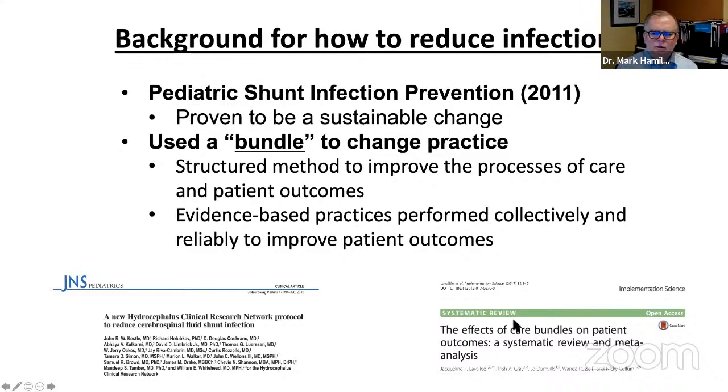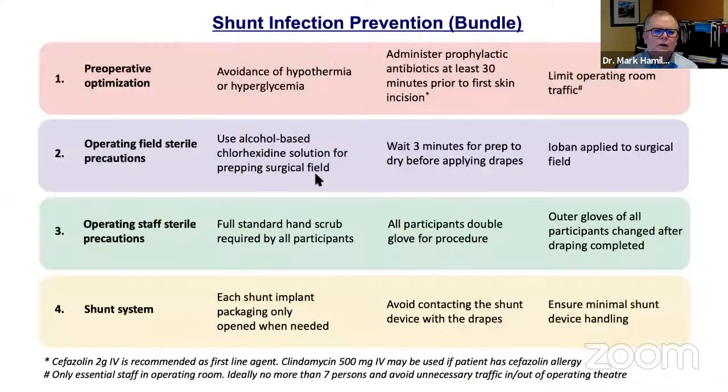And this is just a review down here looking at the effects of care bundles on patient outcomes that provides additional information on this. So a lot of this is quality improvement methodology. It doesn't require doing a randomized trial. You can do this by collecting good information, prospective information, consecutive information on patients. So this was the shunt infection reduction bundle.